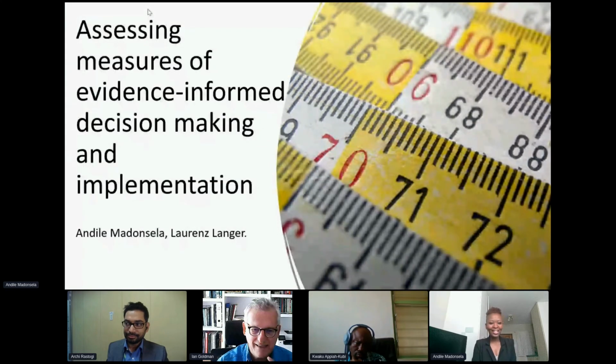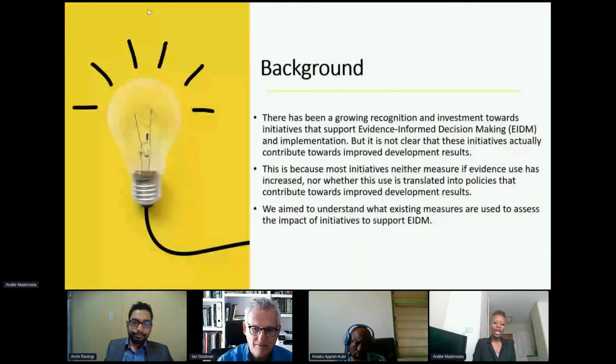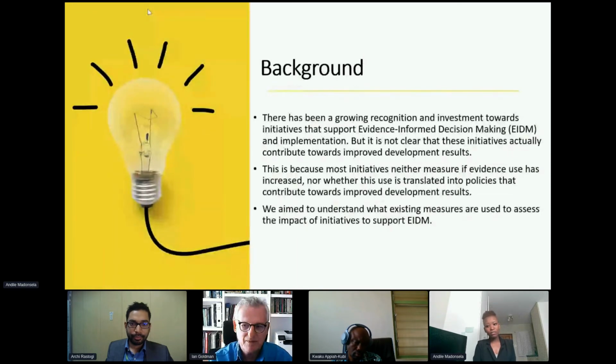My name is Andile Madonsela, and today I will be presenting the work that myself and Laurenz have been doing around assessing measures of evidence-informed decision-making and implementation. So the aim of this project was to understand what measures are used to assess the impact of initiatives to support evidence-informed decision. And it was based on our understanding that there is a growing recognition and investment towards initiatives that support evidence-informed decision-making. And those initiatives are usually aimed at, for example, facilitating interactions between decision makers and researchers, or influencing the decision-making structures and processes.